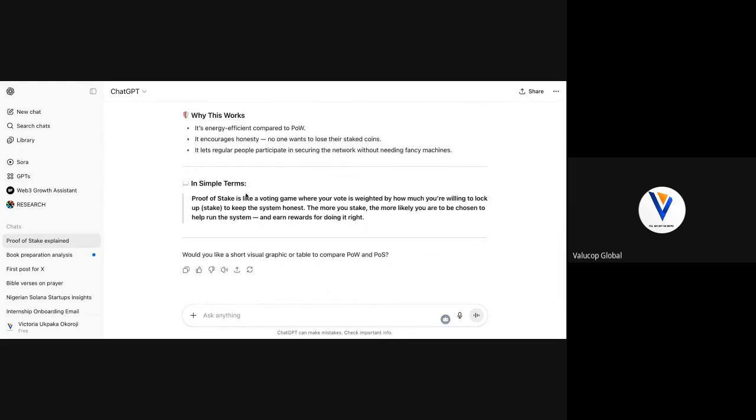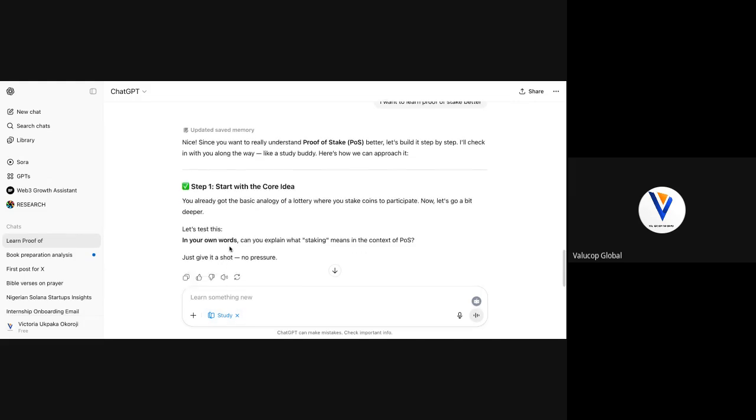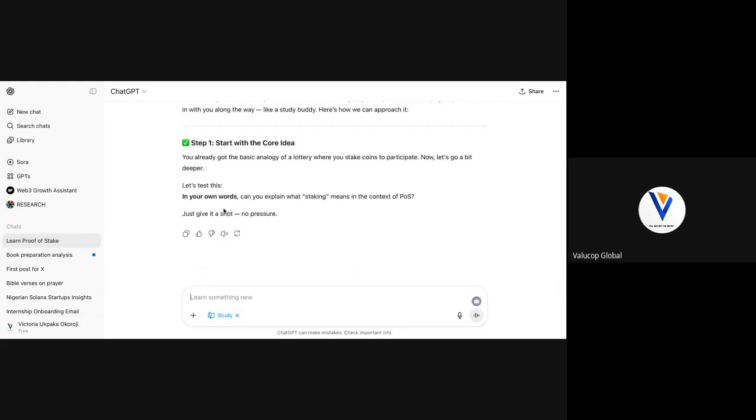ChatGPT can also help you to study. So you can select study and learn. I want to learn proof of stake, make it better. So now I'm using the study feature. Let's see if it's going to teach me this. So it said, okay, let's test. This study feature on ChatGPT helps you to study.